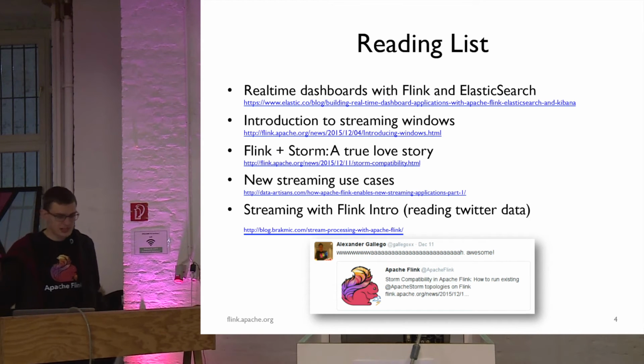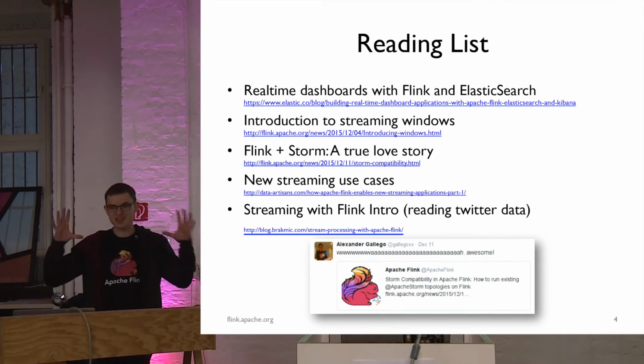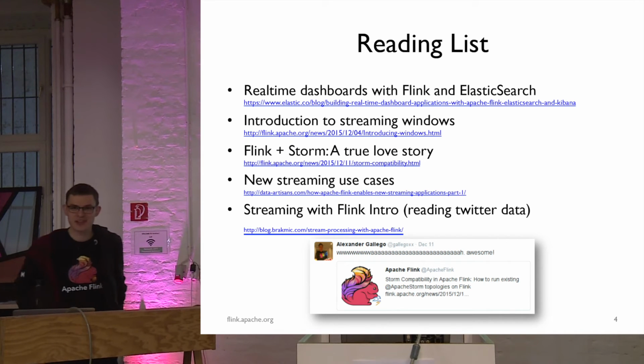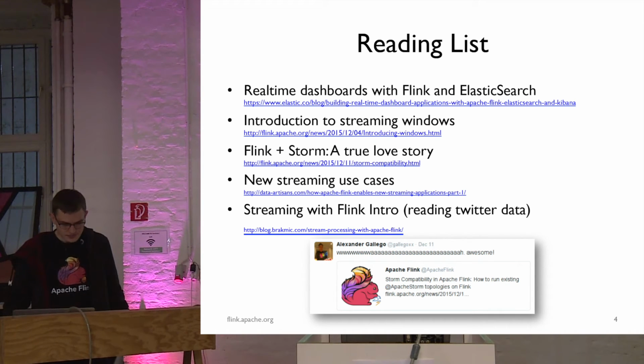I've also assembled a little list of blog posts to read. So at the Elasticsearch blog, we had a guest blog post describing how to build real-time dashboards with Flink and Elasticsearch. It's really nice to see that you can actually create nice dashboards with data from Flink. I think the example is analyzing some data from taxis in New York City, and you see a map of hot areas on the map. And you get a nice hands-on introduction into Flink.